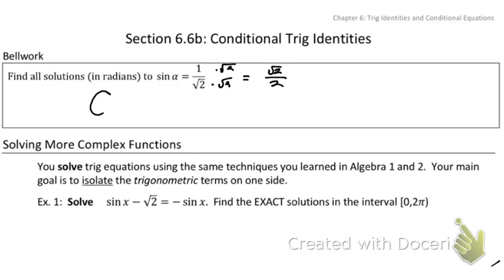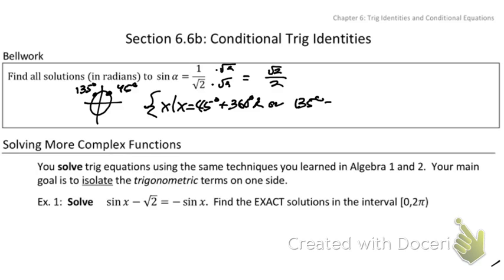And if you look at your unit circle, you'll realize it happens at 45 degrees, and it happens at 135 degrees. So you're just going to put x such that x equals 45 degrees plus 360 times k, or it could be 135 plus 360 degrees times k. All right, but it looked like everyone got that right.